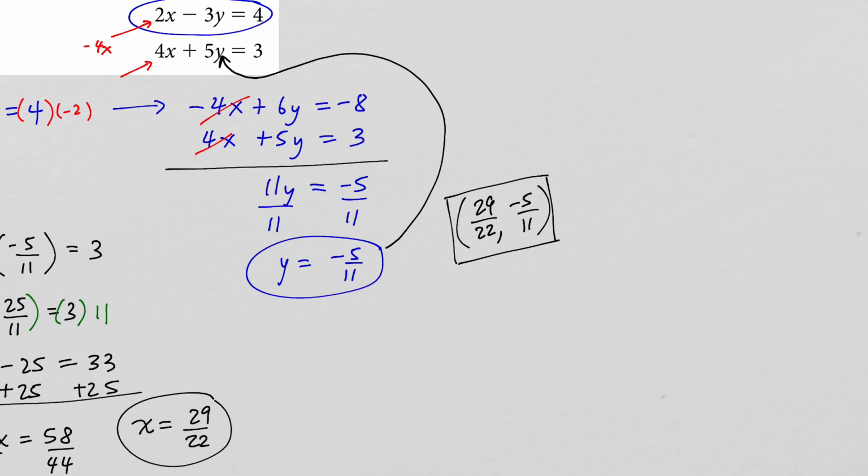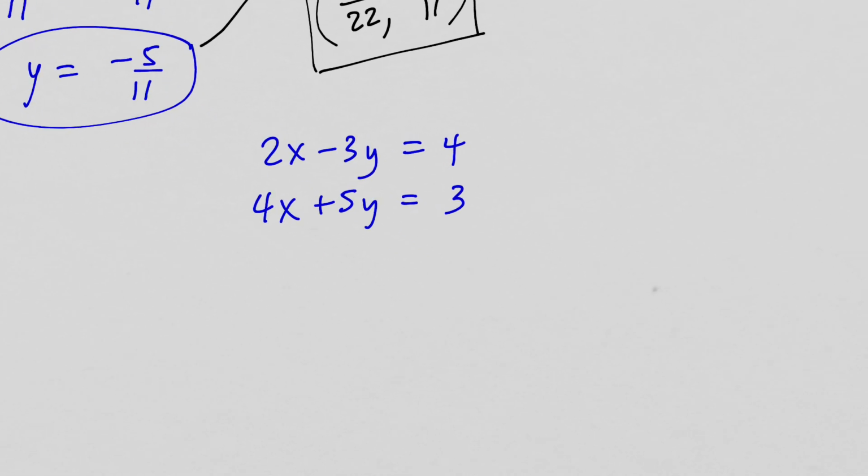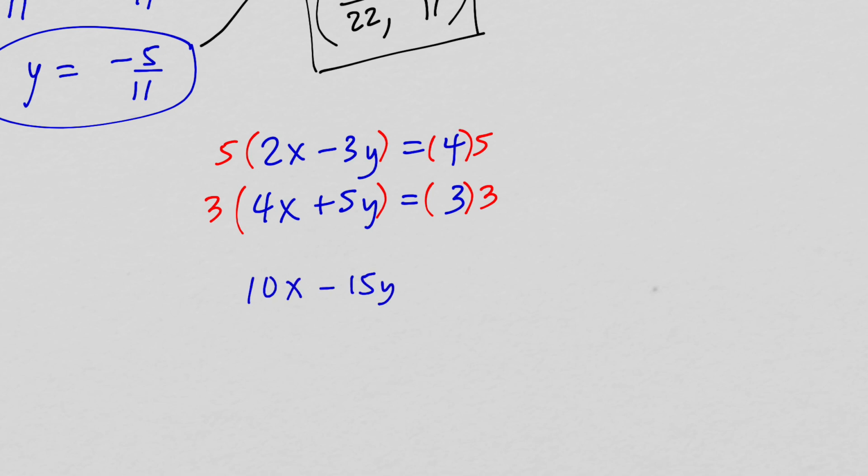But what you can do is you could take your original system that we had in the beginning, so this system up here, and I could have just eliminated the y's, right? So we can take the system, and to eliminate the y's, I would just multiply the first equation by 5 and multiply the second equation by 3. This is going to give us 10x minus 15y equals 20, and 12x plus 15y is equal to 9.